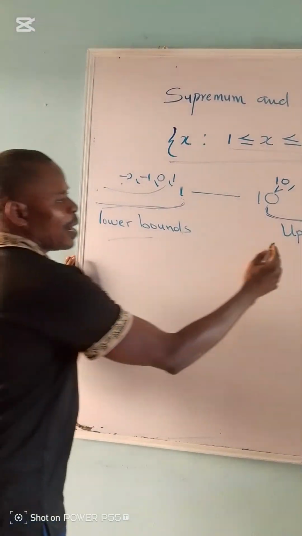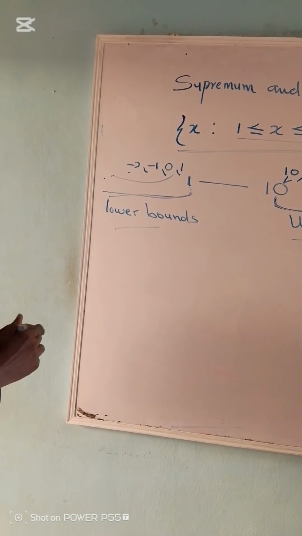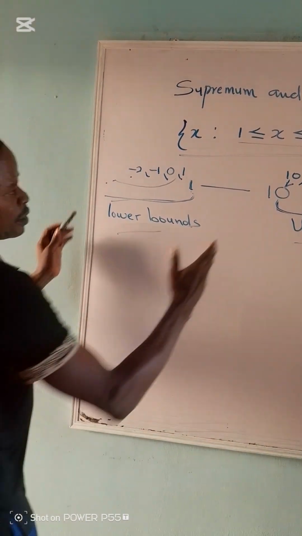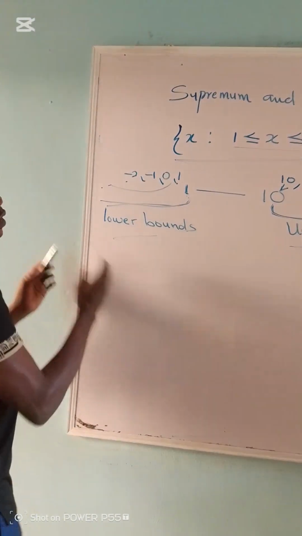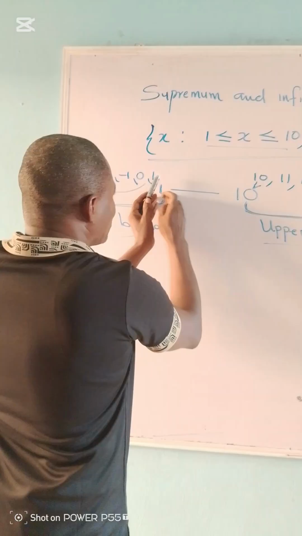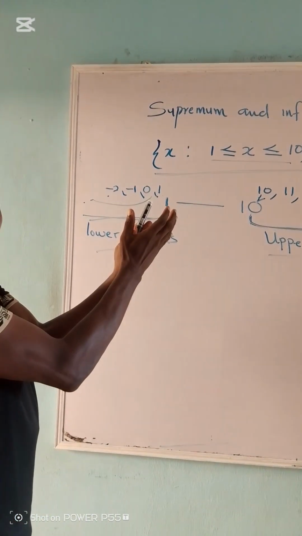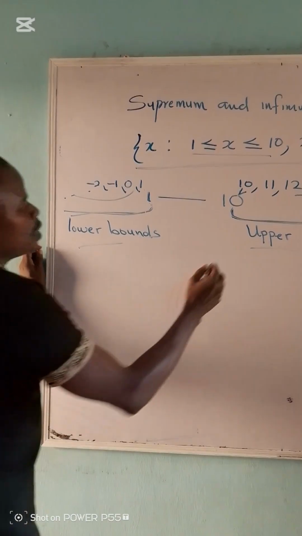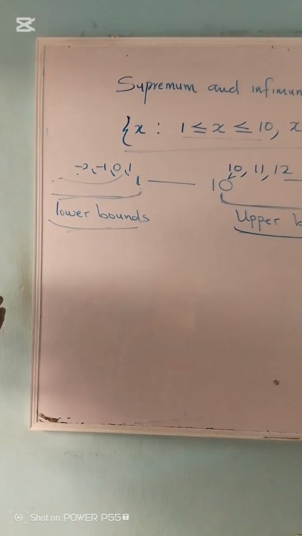The lower bounds and the upper bounds, they are just like the walls of a house. As in this, the wall from here to here, the wall from here to here. Then the elements from 1 to 10, they are what? They are the elements, they are the members of that particular set. So then the upper bounds, these are the lower bounds.